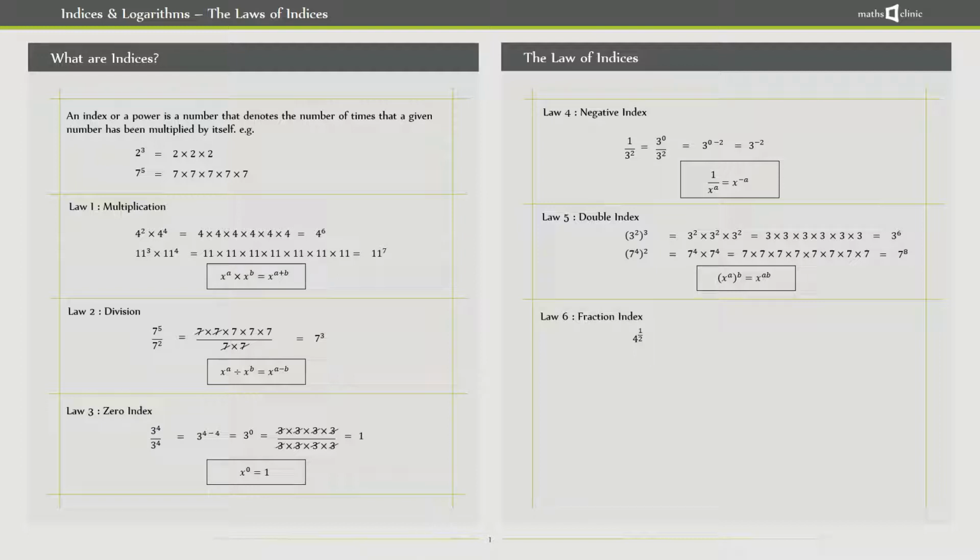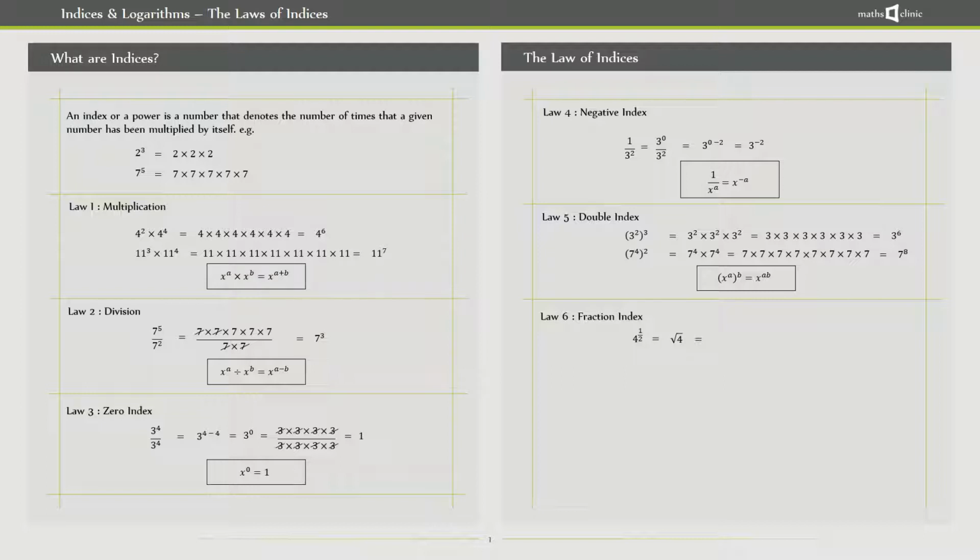Simply put, when you have something like 4 raised to the power of 1 over 2, it simply means the square root of 4. The numerator is always 1. If you have something like 4 raised to the power of 2 over 3, it's a bit more complex than that, and it doesn't apply quite as such. So it's always 1 over something.